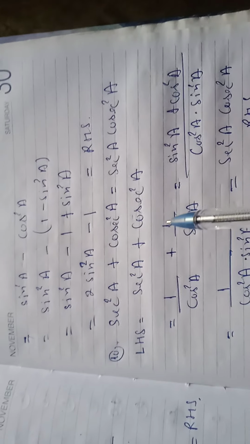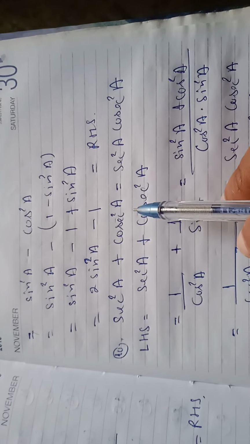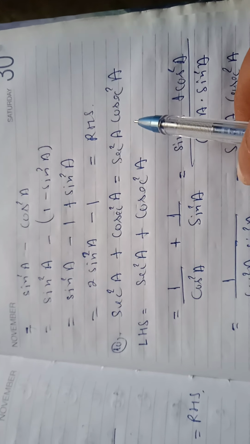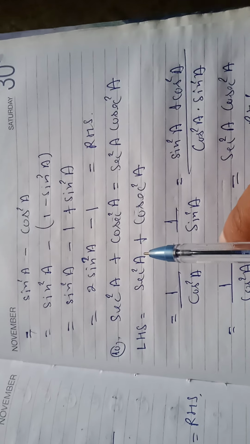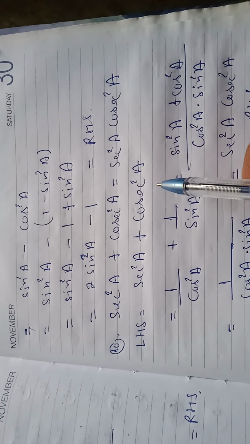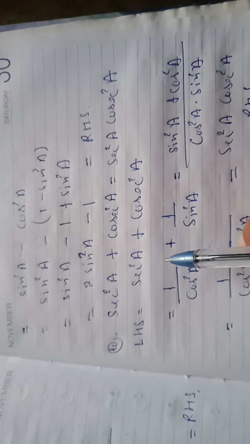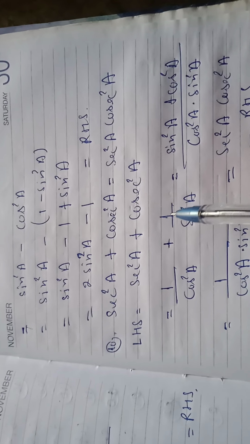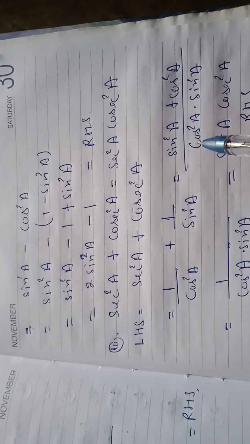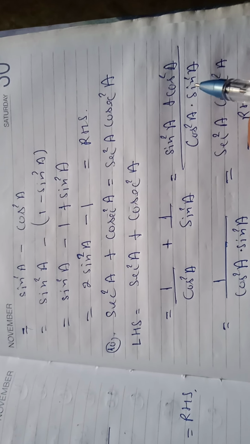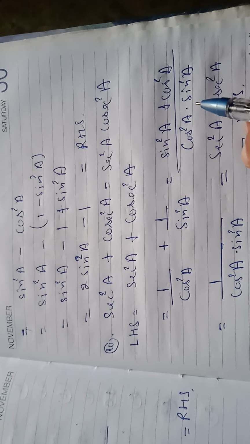Then one more question, look here, question number 10: sec square a plus cosec square a equals sec square a into cosec square a. Let us take the LHS, sec square a plus cosec square a. So sec square we can write as 1 by cos square, and cosec square as 1 by sine square, and we will take the LCM.